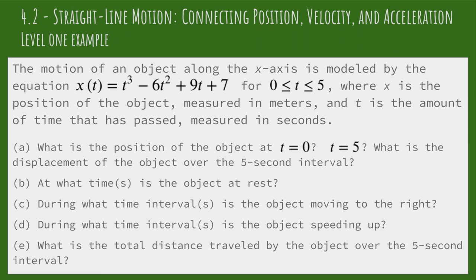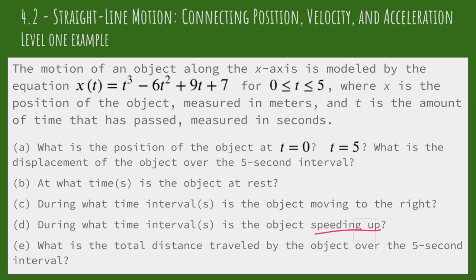We can scan through those and look at what we're doing here. We want to know the position of the object at different times. We want to know the displacement of the object, so we'll talk about what that means. When is that object at rest? When is it moving to the right? We could also answer a similar question: when is it moving to the left? When is it speeding up?